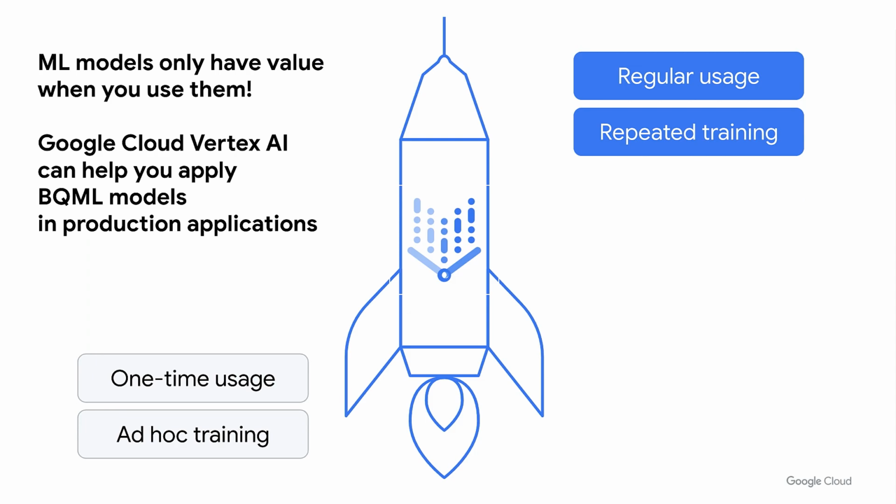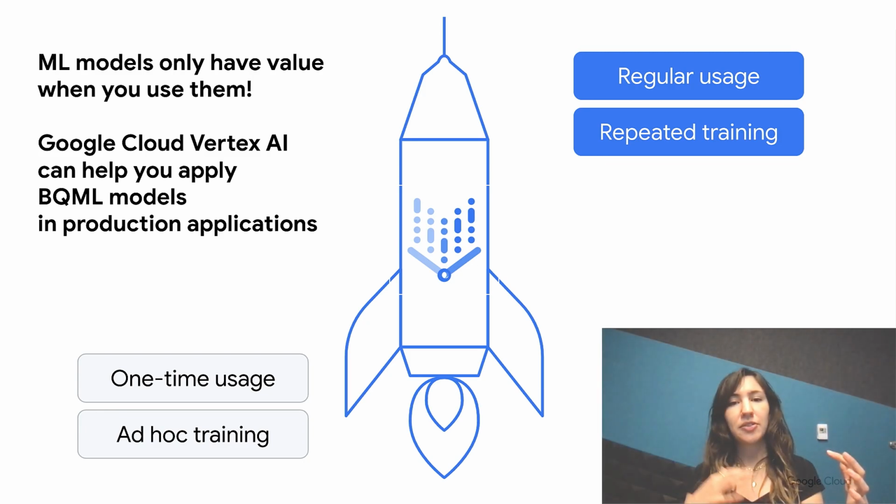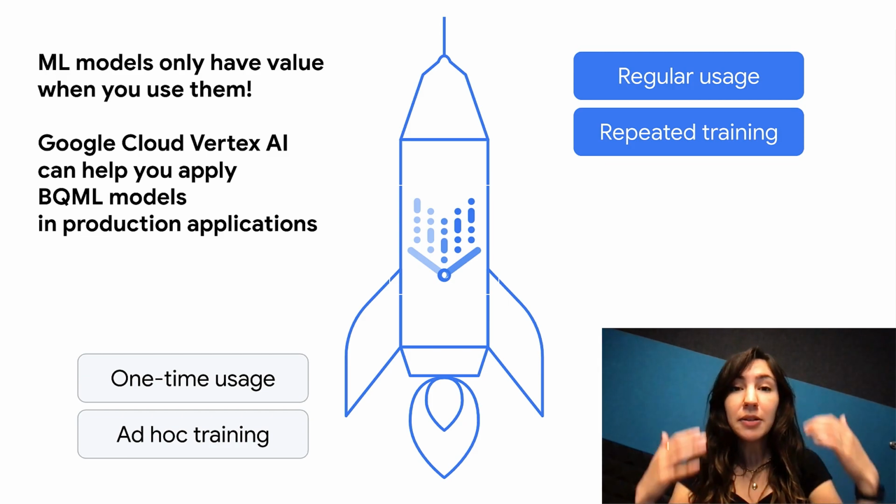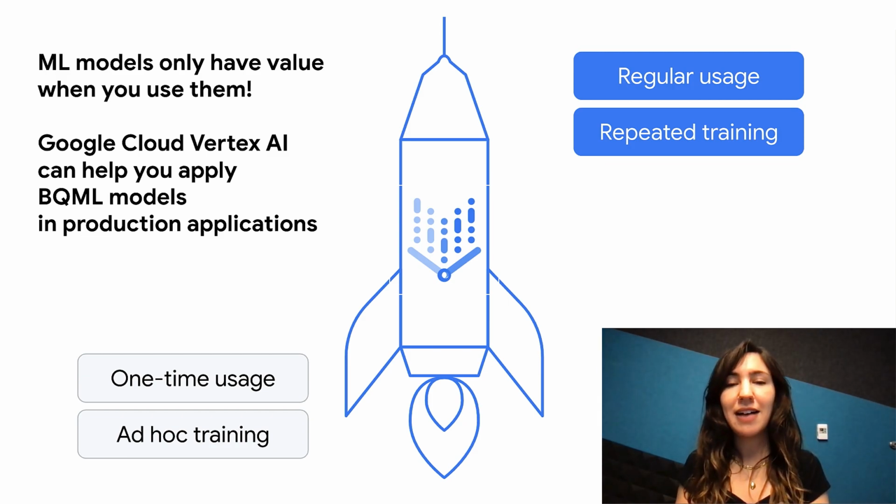Now, I hope I've convinced you that it's easy enough to take data stored in BigQuery and train a model, which is great for one-time usage and ad hoc training, or you can schedule queries if you want to repeatedly train. But if you have this use case where you just want to train a model once and you're done, then you're set. But in real production usage, you often have more sophisticated requirements for using ML models.